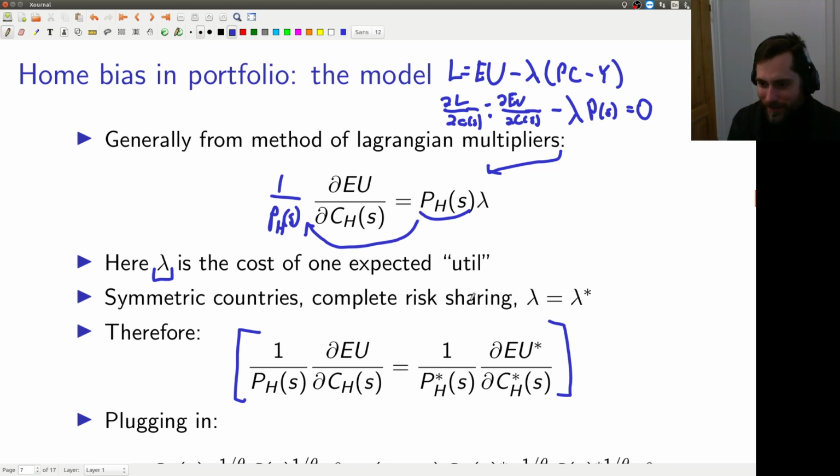Exactly. So you can just set these two things equal because lambda is equal to lambda star. So here's the solution to the foreign consumer's problem, and here's the solution to the home firm's problem.